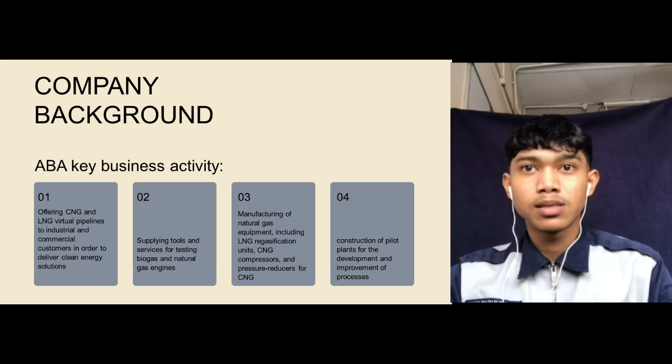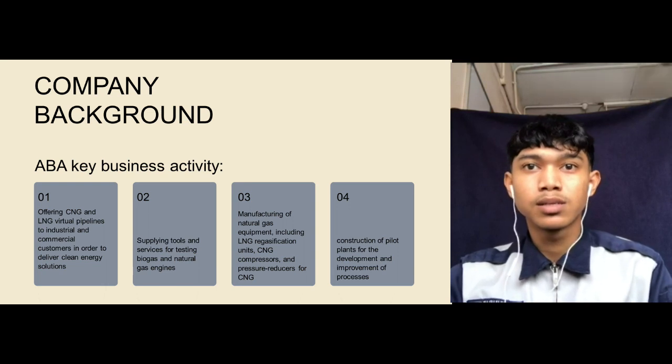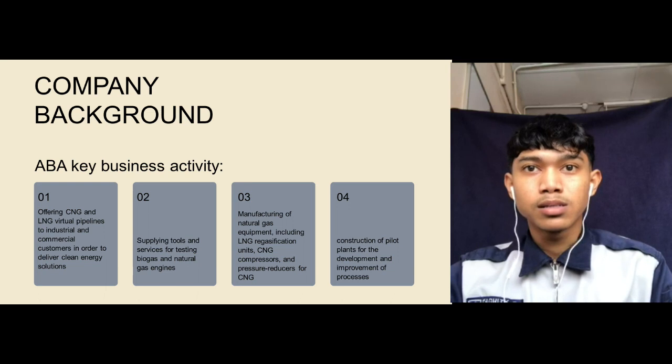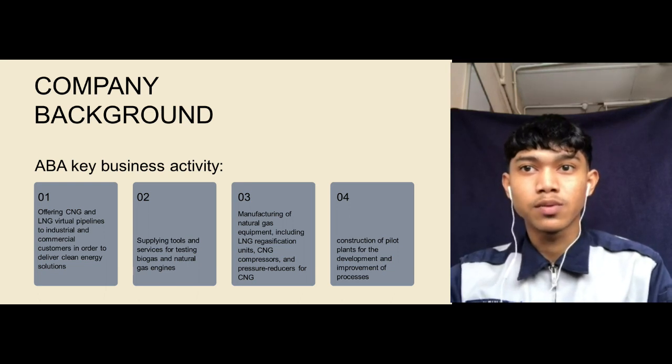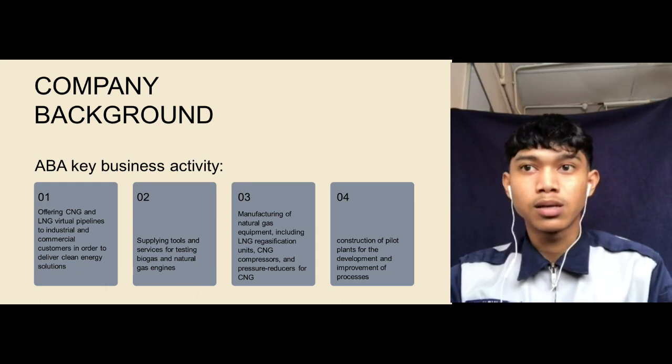ABA key business activities. The first one is offering CNG and LNG virtual pipelines to industrial and commercial customers in order to deliver clean energy solutions. Secondly, supplying tools and services for testing biogas and natural gas engines. The third one is manufacturing of natural gas equipment, including LNG regasification units, CNG compressors, and pressure reducers for CNG. And lastly, construction of pilot plants for the development and improvement of processes.